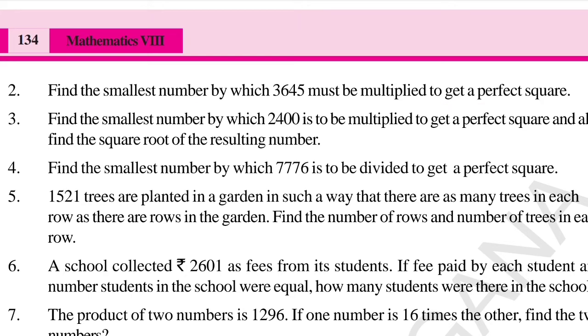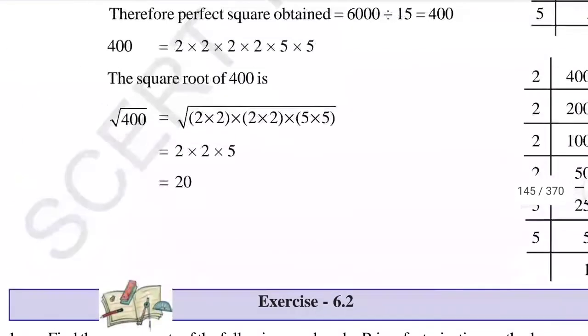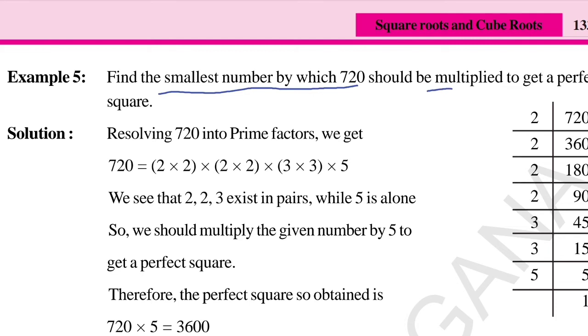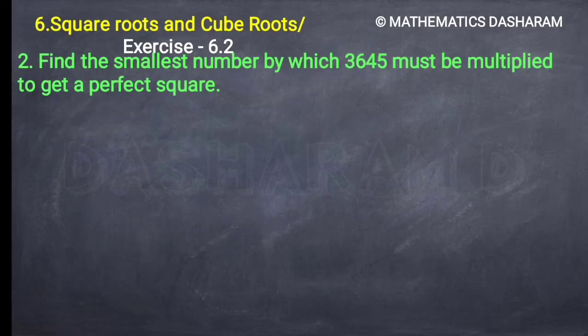So it is same like example 5. So what is example 5? Find the smallest number by which 720 should be multiplied to get a perfect square number. So let's do the second problem now. So first of all, resolve 3645 into a product of prime factors.